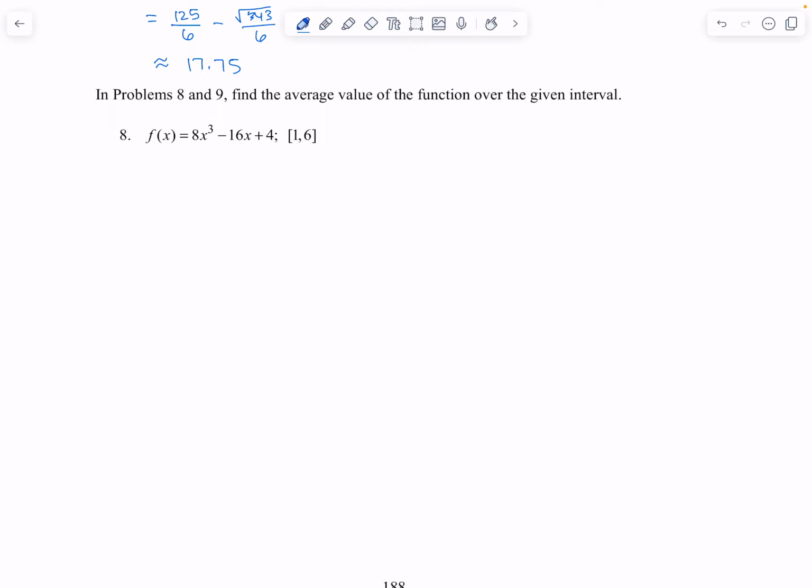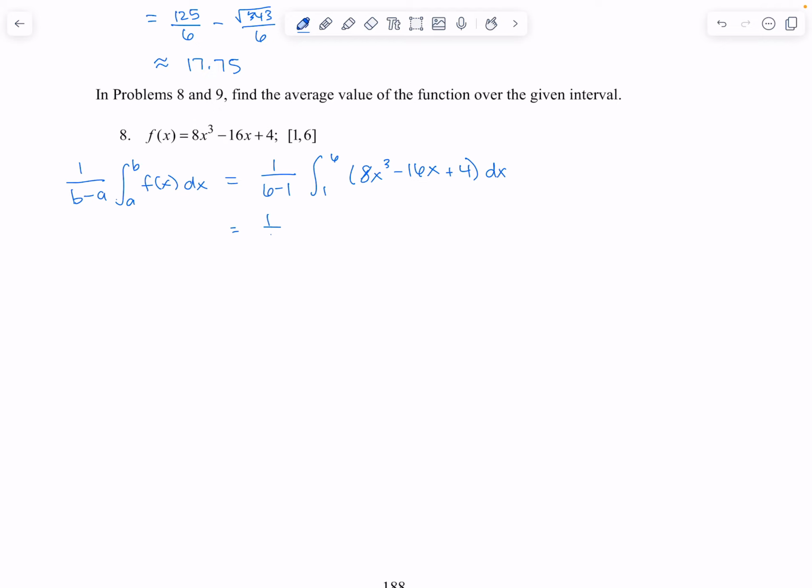In problems 8 and 9, find the average value of the function over the given interval. So now we're using the average value. f of x is 8x cubed minus 16x plus 4, and our interval is from 1 to 6. Remember, we're using 1 over b minus a times the integral from a to b of f of x dx. And so we'll have 1 over 6 minus 1 times the integral from 1 to 6 of 8x cubed minus 16x plus 4 dx.